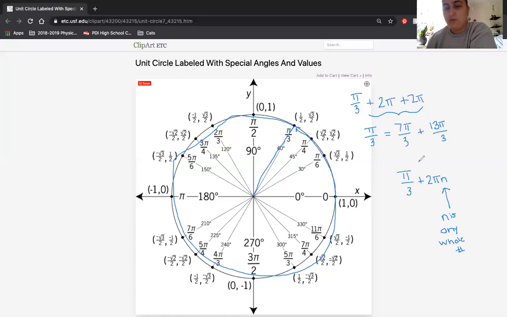Okay, so when we talk about angles and we come up with solutions, we usually use this notation right here, and we specify that n is any whole number. That way we know, because if it's a decimal, that won't take us around the circle. But if it's a whole number, it will take us a certain number of 2 pi's around the circle. And 2 pi is the whole circle.